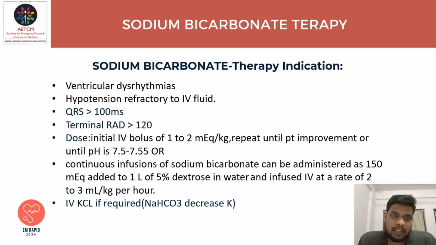The dose is an initial IV bolus of 1 to 2 milliequivalents per kg, repeated until the patient improves or the endpoint of pH 7.5 to 7.55 is reached. Or we can give an IV infusion of sodium bicarbonate, 150 milliequivalents added to 1 liter of 5% dextrose in water, infused at a rate of 2 to 3 ml per kg per hour. Here also we will repeat until patient improvement or until the pH reaches 7.5 to 7.55.